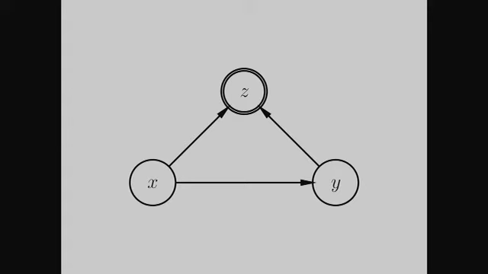This is kind of what it looks like causally. The double circle means that you're controlling on Z. Again, you probably have to be a statistician to understand how that works.